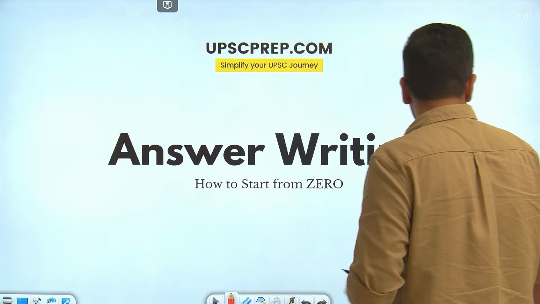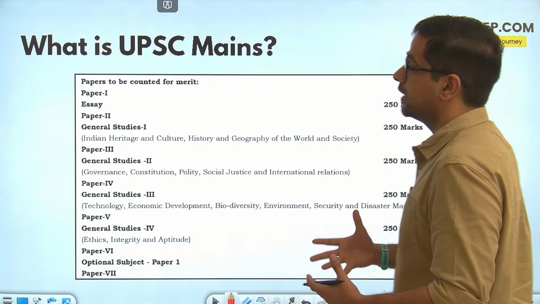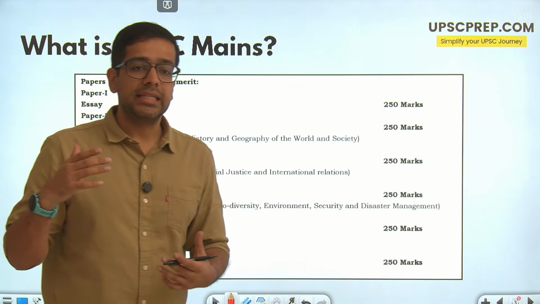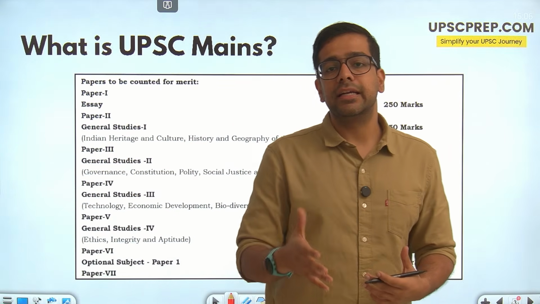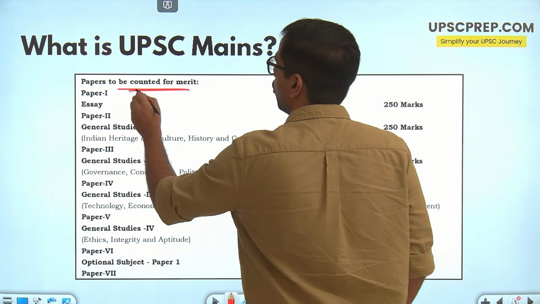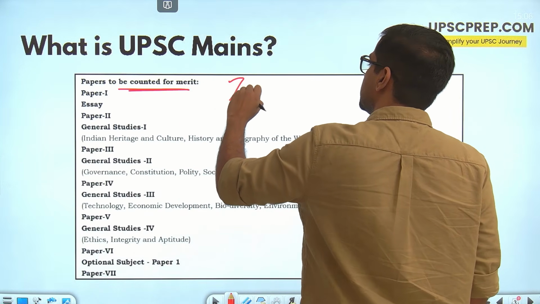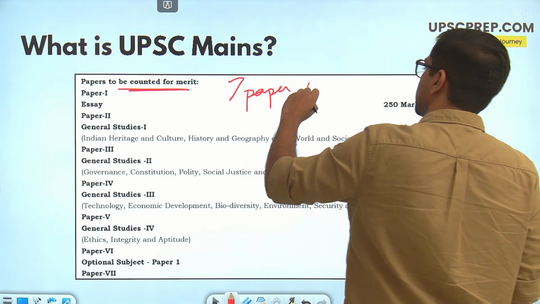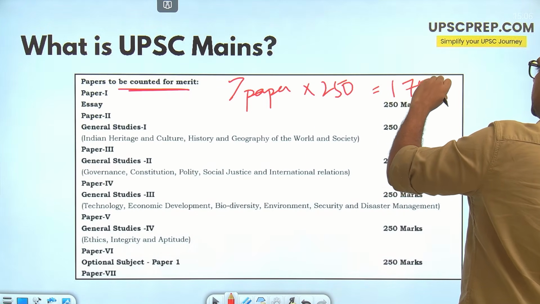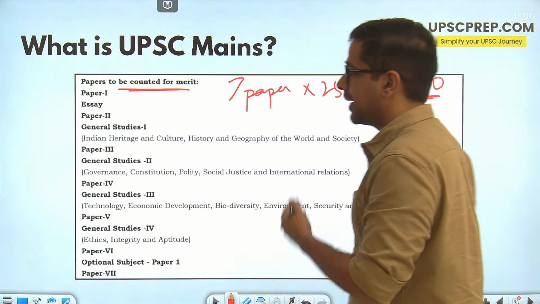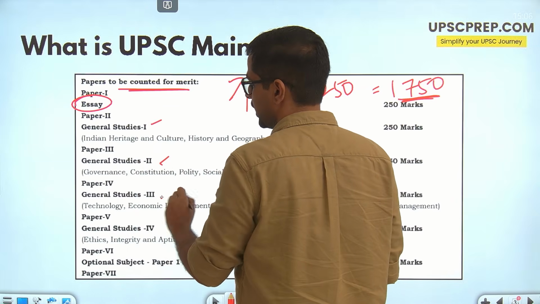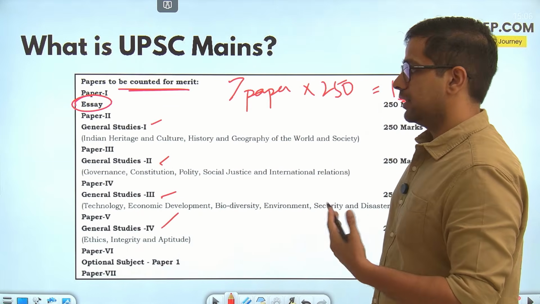Now, the first and most important thing you need to understand with regards to answer writing is the pattern of UPSC Mains, because it is in UPSC Mains that you will be spending a lot of time writing. Now, these are the 7 papers that are counted for merit. 7 papers into 250 marks each, which is a total of 1750 marks. This is your mains exam. Here you have the essay paper, then GS 1, 2, 3 and 4. In sabka syllabus, it's given over here.